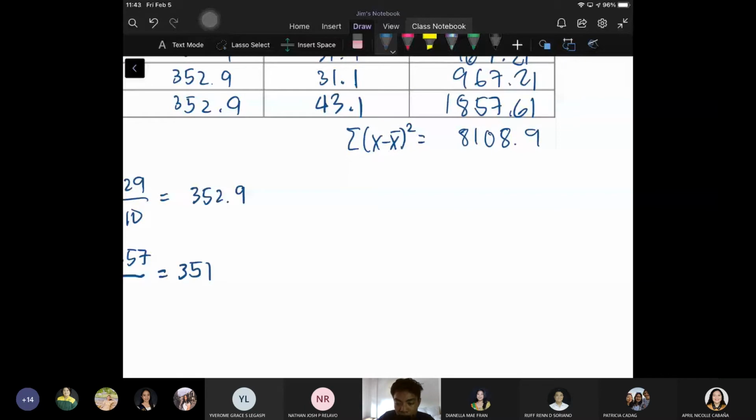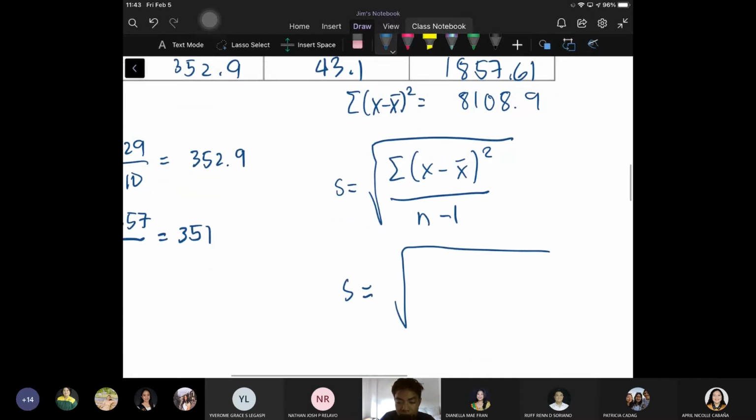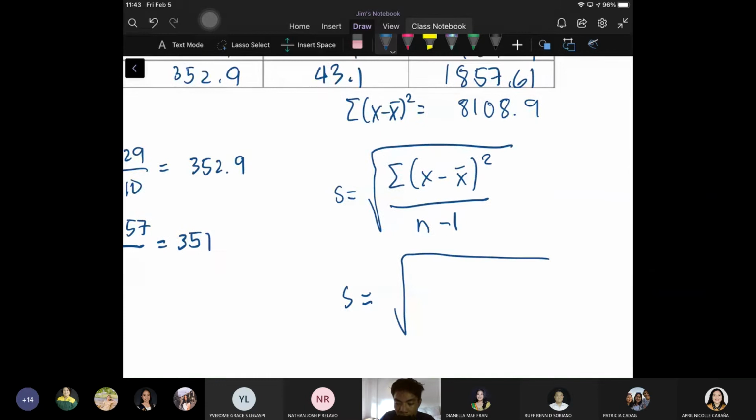So in solving for the standard deviation, that is s equal to the square root of the sum of x minus x bar squared divided by n minus 1. Okay, so what is the sum of the x minus x bar squared? That will be 8,108.9, and that is going to be divided by n minus 1. So what is n? 10. Kasi we have 10 measurements minus 1.